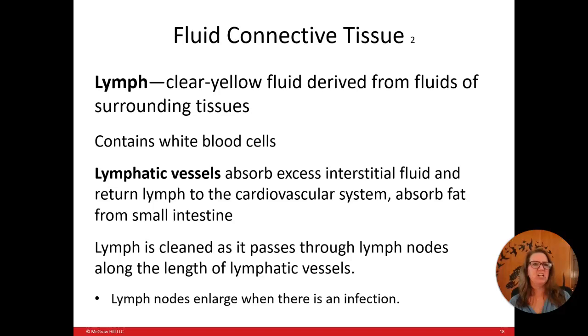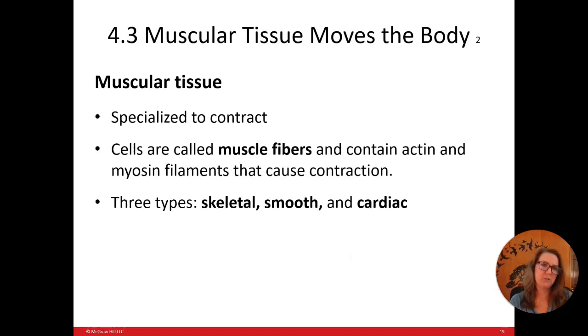It should not have a lot of color, like dark colors and so on. It's just clear yellow fluid, and it contains the white blood cells. So lymph, like I said, is the cousin to our blood. It uses the cardiovascular system to help reabsorb it. And we know that our lymph nodes tell us when we have an infection in an area of our body because they enlarge due to the white blood cells there. Of course, also the interstitial fluid that's being absorbed from that infected tissue.